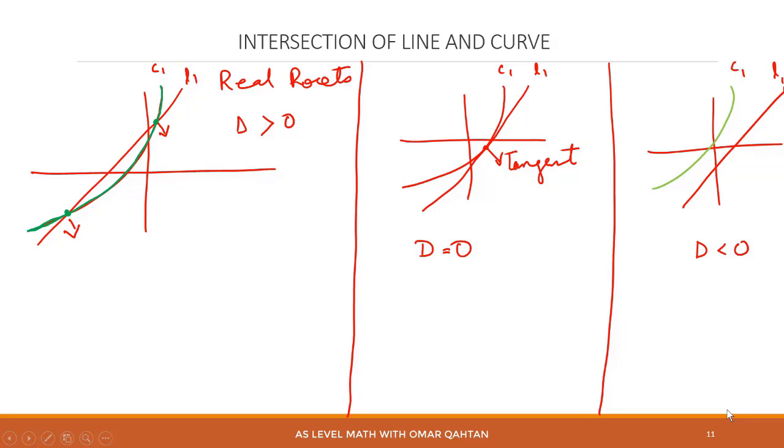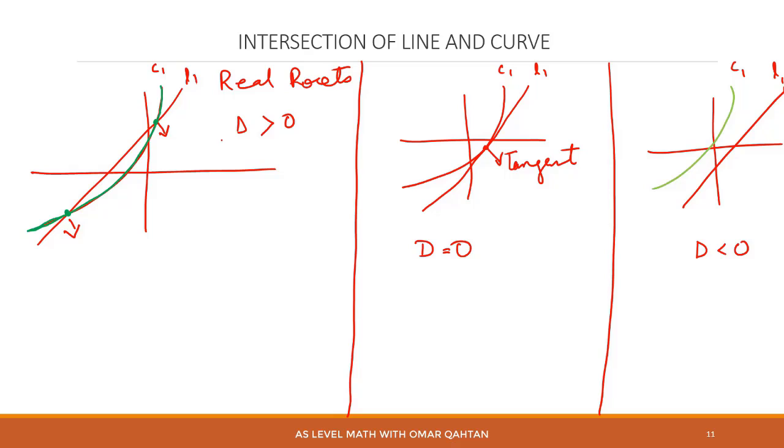In this reading, we will see how a line and a curve intersect with each other, and as a result the roots that we are going to get after the intersection. We'll have a look over here. As you can see in the first figure, this curve is intersecting this line at 2 points. So it is going to give us two real roots.